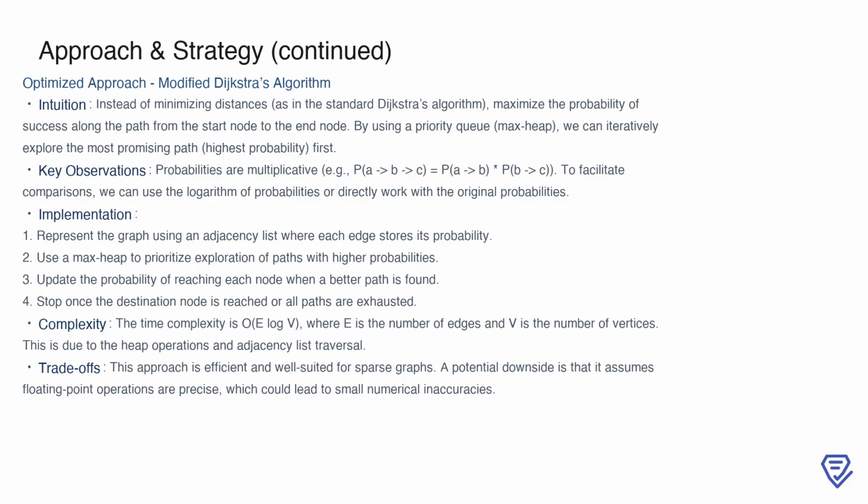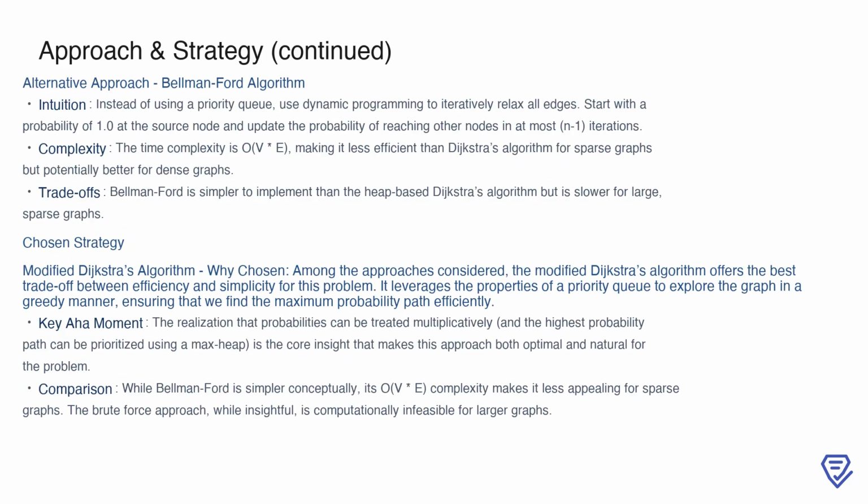One thing to keep in mind is that this approach relies on floating point calculations, which could introduce minor numerical inaccuracies, but these are generally negligible in competitive programming. Another option to solve this problem is the Bellman-Ford algorithm, which uses dynamic programming instead of a priority queue to find the maximum probability path.